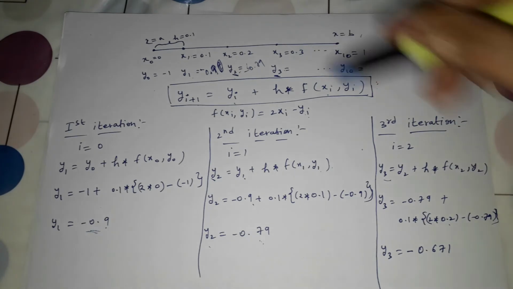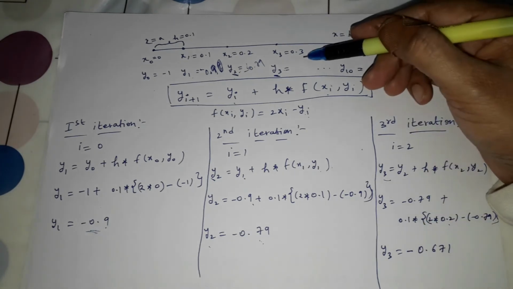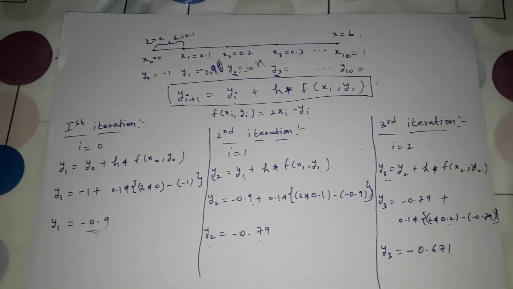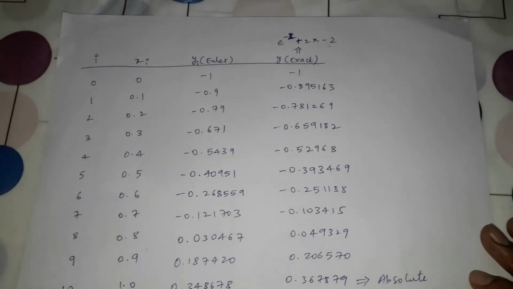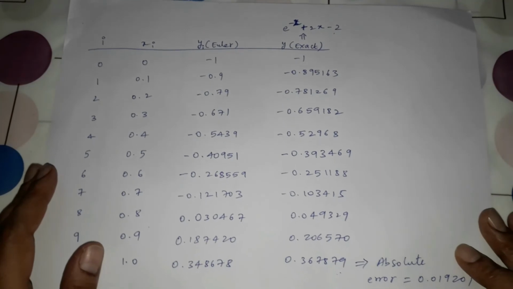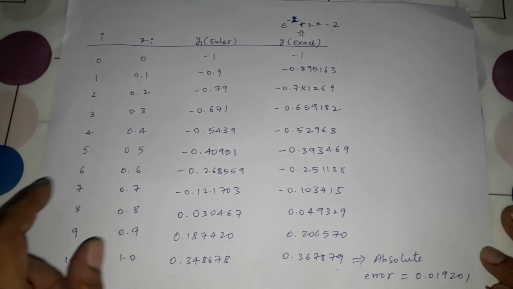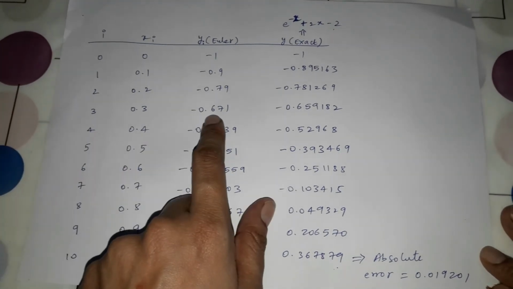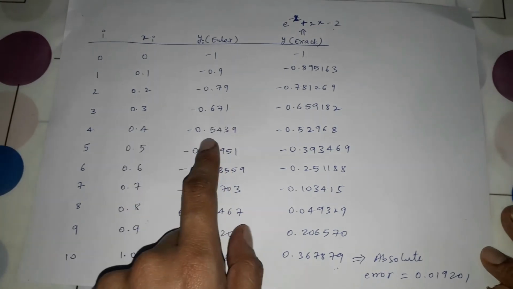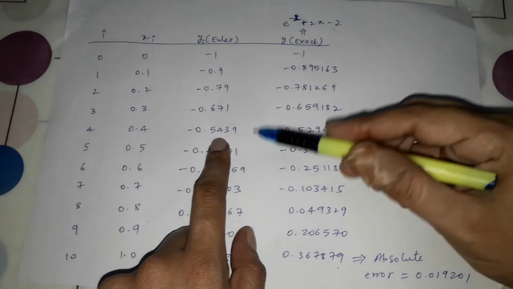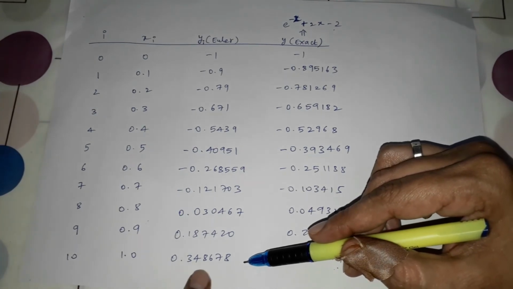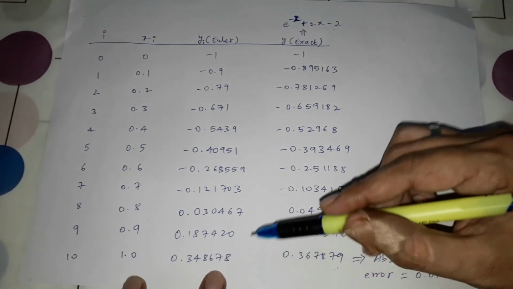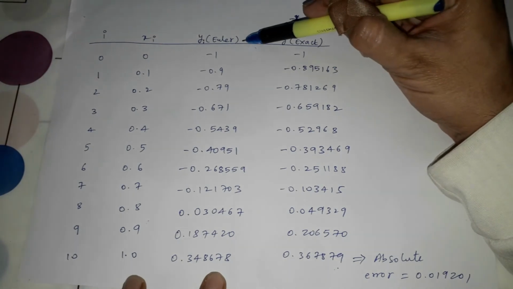Okay, so you got now y3. Find y4, next y5, y6, y7, y8, y9, y10. Okay, so when you do that, you will get the solution like this. So y3 is minus 0.671, y4 is minus 0.5439, and up to y10 we will get 0.348678. Okay, so this is your Euler's solution.